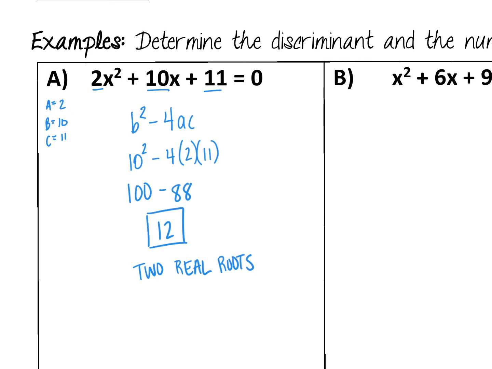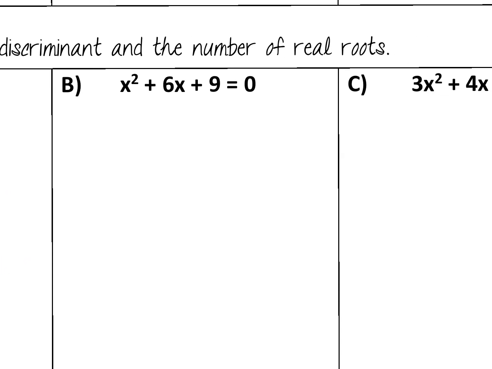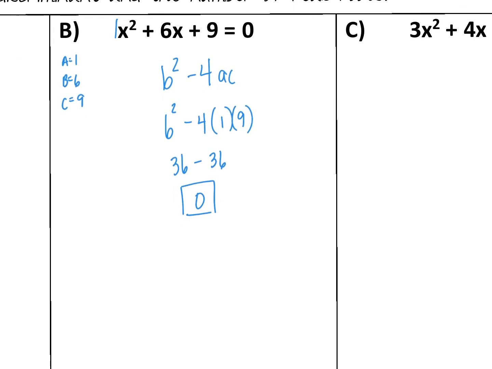Okay, notice I didn't take the square root of anything there. It's just what's underneath the square root, just the b squared minus 4ac. Okay, let's look at this one. A is 1, B is 6, C is 9. So b squared minus 4ac. We have 6 squared, that's your b, minus 4 times 1 times 9. So 36 minus 36 is 0. That means you have one real root.